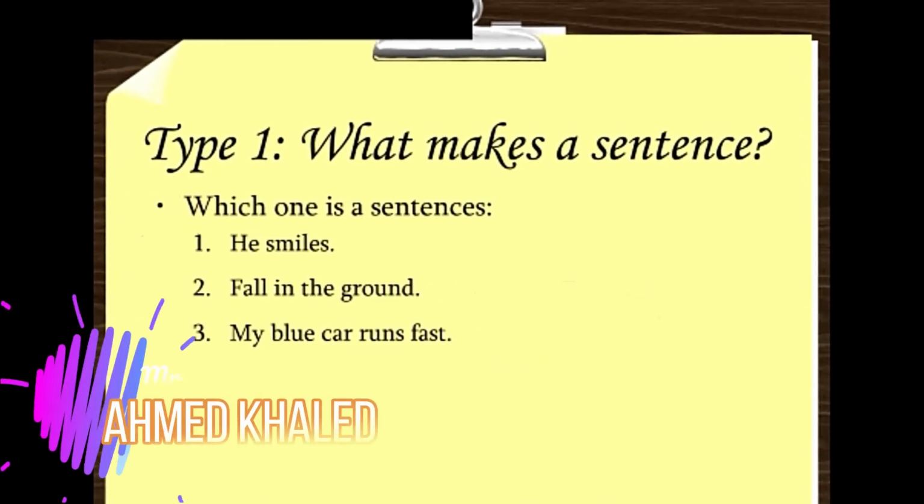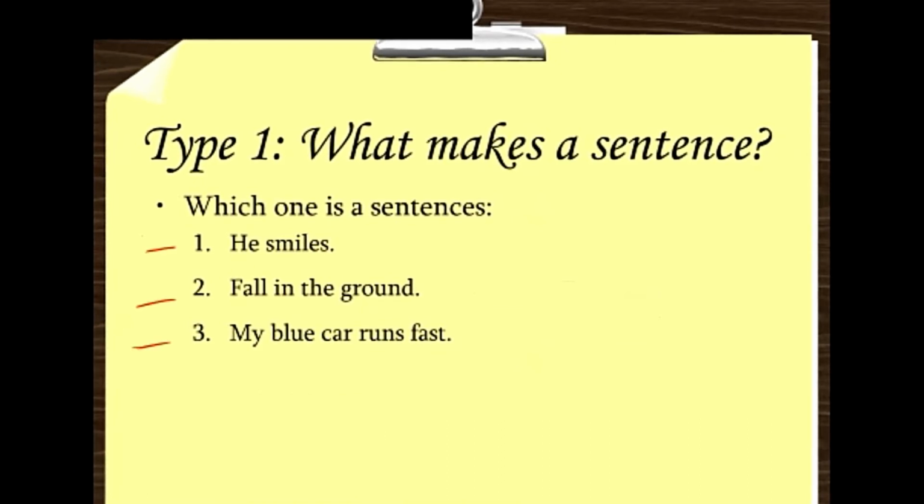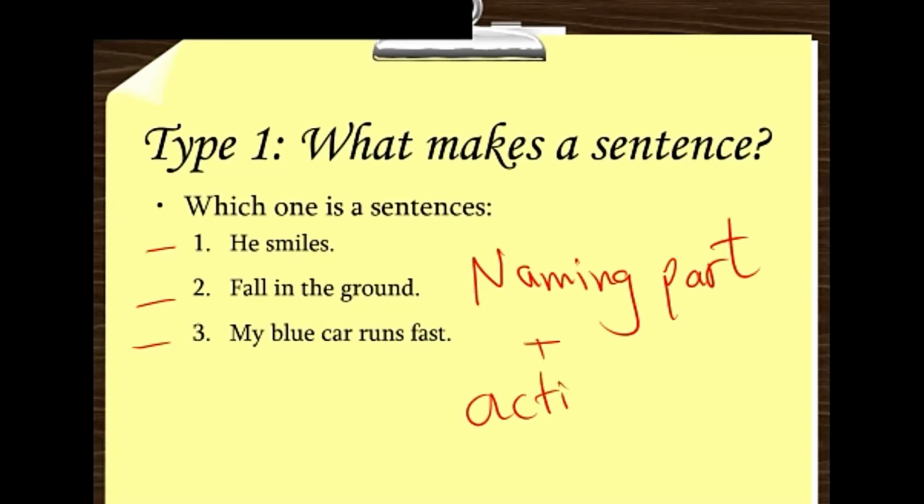Here we have three groups of words. We need to know which one of them is a complete sentence. Number one, he smiles. Number two, fall in the ground. Number three, my blue car runs fast. Here you have to identify if any one of them contains the action part. Sorry, it must start at the beginning with the naming part, then the second part will be the action part. Now we can say it's a sentence.